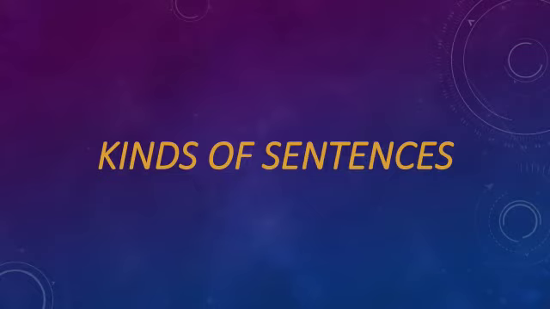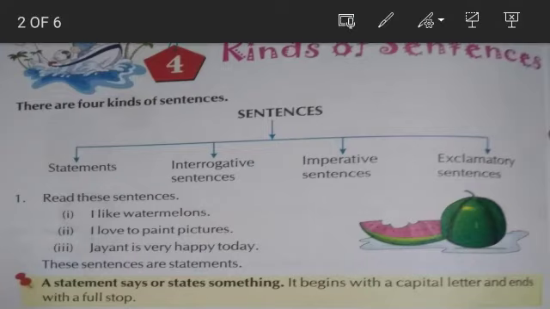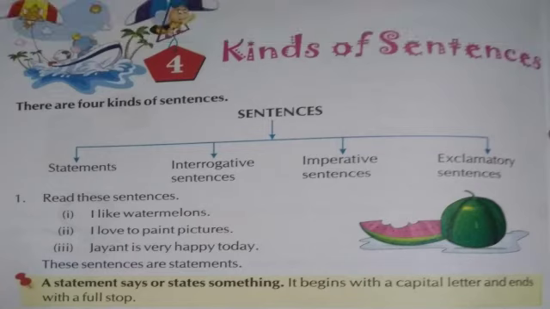Today we will learn how many kinds of sentences there are. So let's learn about them. Children, there are four kinds of sentences. First, statements. Second, interrogatives. Third, imperatives. And fourth, exclamatory. So let's learn them.